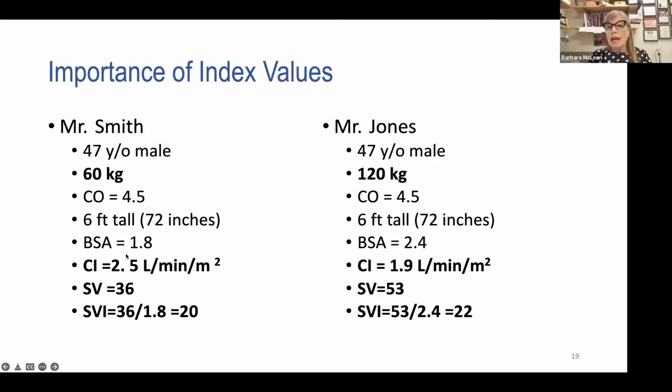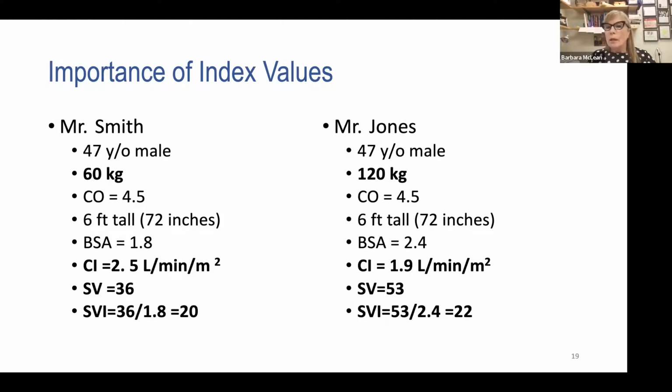Now I'm going to convert that to milliliters divided by heart rate. And Mr. Smith has a stroke volume of 36, and 36 divided by 1.8 is a stroke volume index of 20. Normal is 30 to 40, and that's on the low end. And we look over here at Mr. Jones, his SVI, stroke volume index. So we took a stroke volume divided by BSA equals 22. So this is pretty bad. These patients are much, much worse than you thought when you took a look at them.